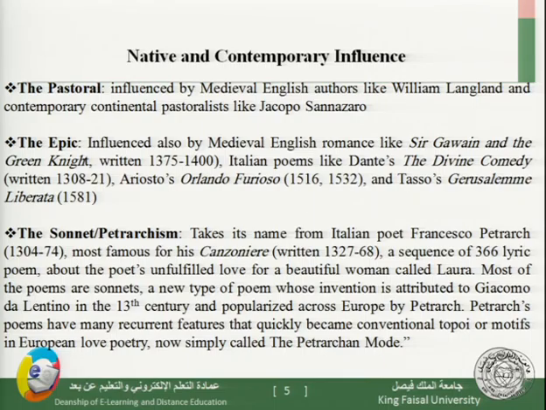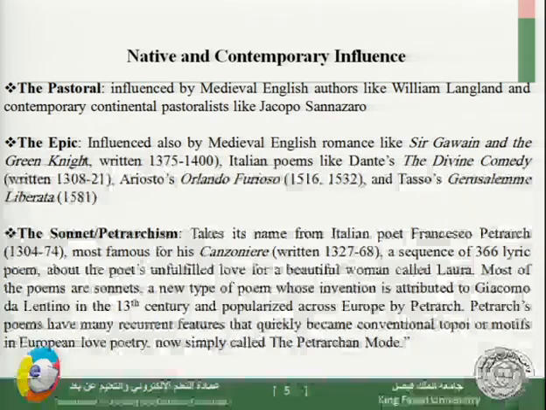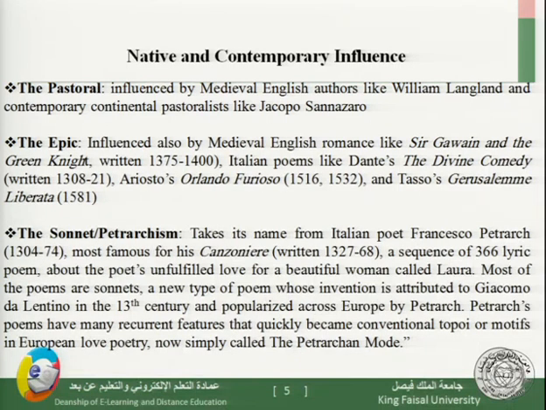Petrarch's poems have many recurrent features. They have some recurrent characteristics that quickly became conventional topoi. They became conventional rules or motifs in European love poetry. Conventional European love poetry simply became called the Petrarchan mode. The sonnet simply became known as the Petrarchan mode.